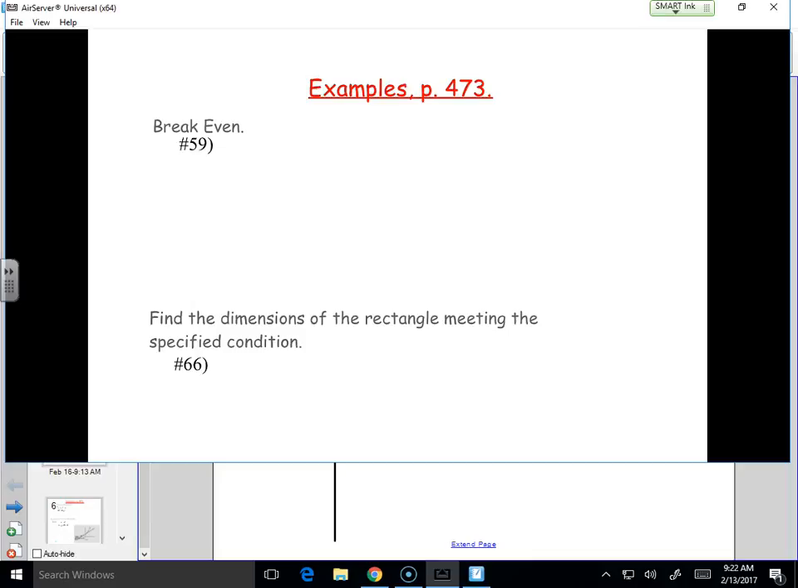Break even. Has anybody ever heard that phrase? Break even. What about break even? Gambling. Okay, well, let's think about that. Gambling. How do you break even? You don't lose money. The money that you spend equals the money that you got. So if you bet 20 and you get 20 back.